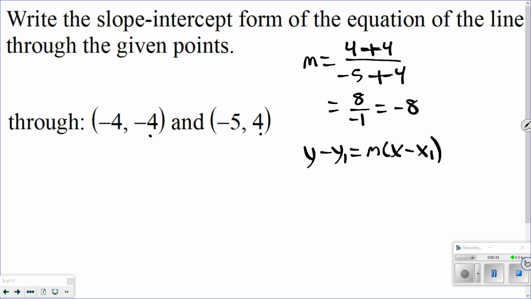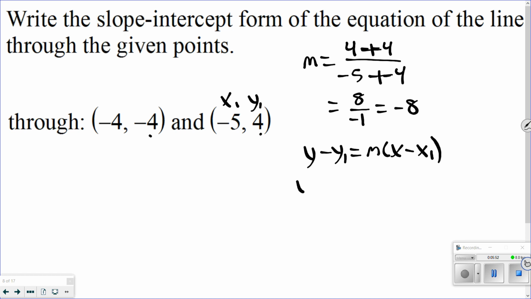Sometimes this can get confusing. Sometimes we try using both of those points. You should always only use one of the points. And so you need to pick one of those and decide and call it your x1, y1. And it doesn't matter which one you do. I'm going to use this one, but you could use the other one. We'll get the same answer.